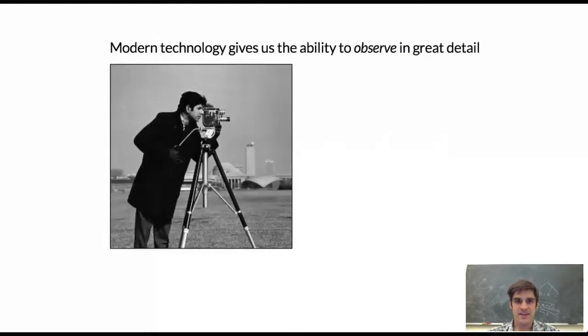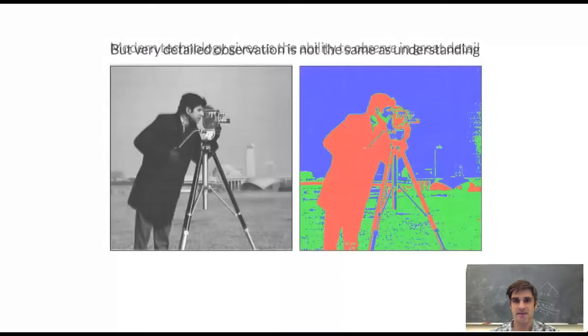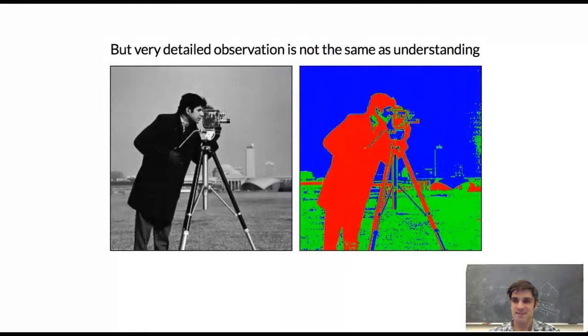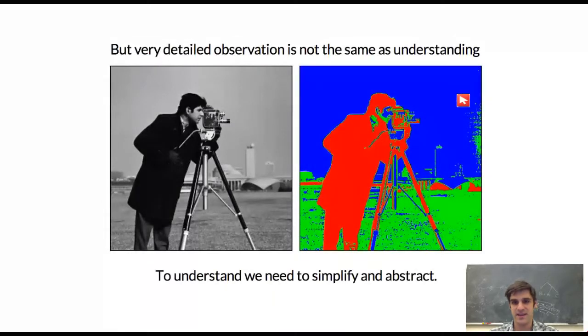Okay, so what is model-based statistical inference? I would say modern technology in general, and biological technology in particular, gives us the ability to observe things in great detail. But that's not the same as understanding them. And in particular, I think that to really understand something, you need to simplify it and abstract it.